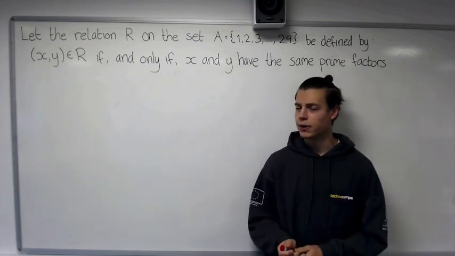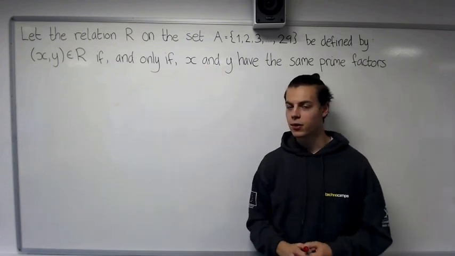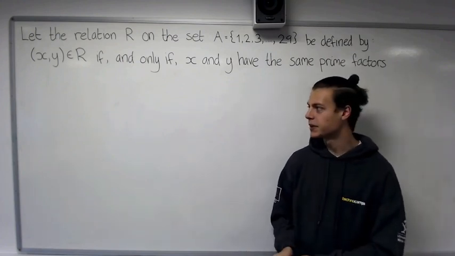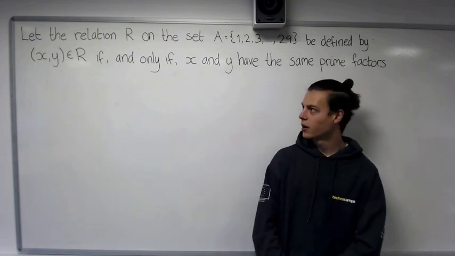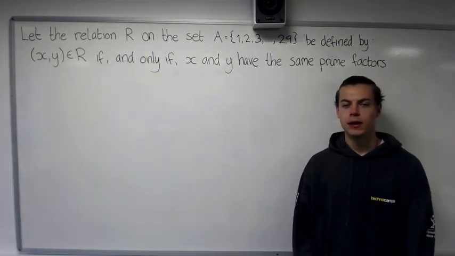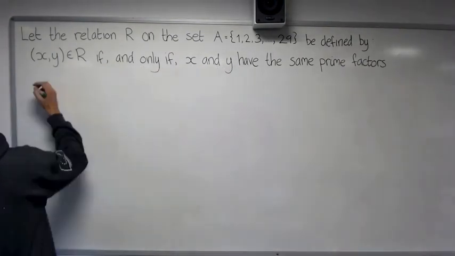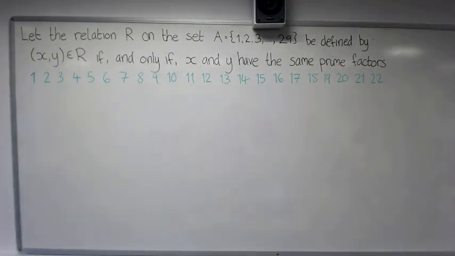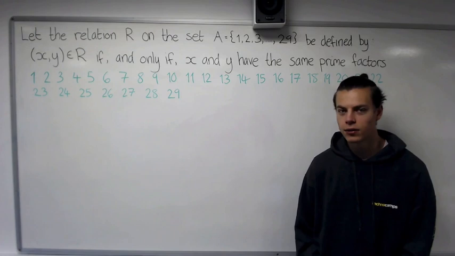Now, since R is an equivalence relation, we know that we can partition the set A into equivalence classes, right? Now, our task is to do exactly this, to write out all of the equivalence classes of the relation R on the set A. So, let's start by writing out the elements of A. Now let's find our equivalence classes.